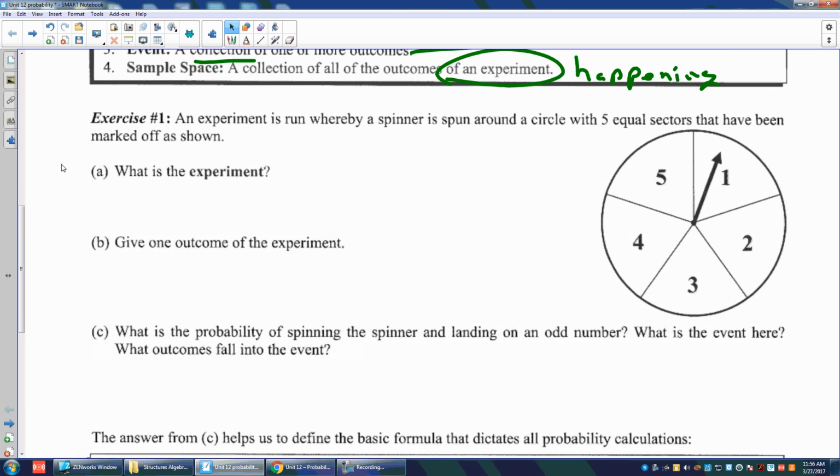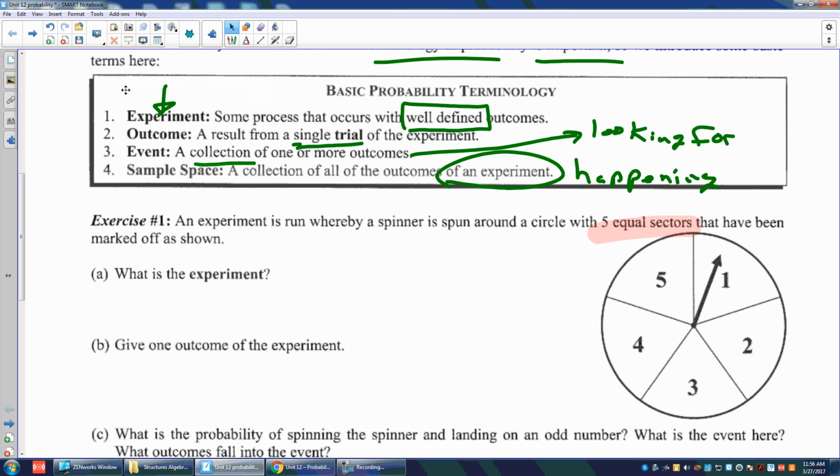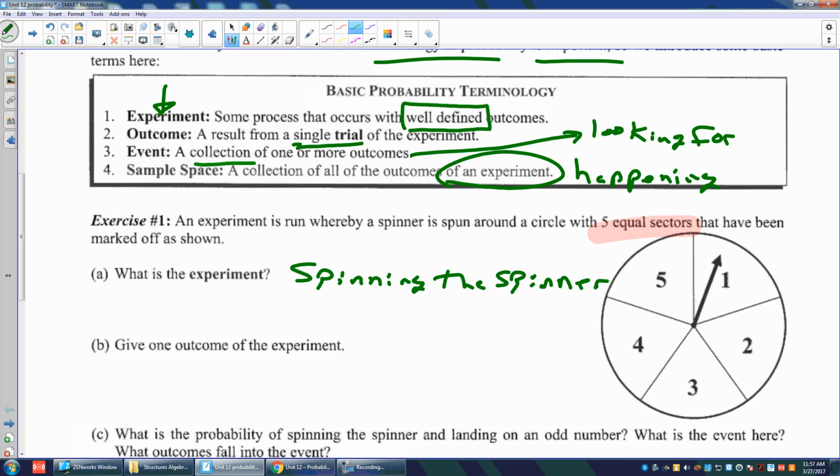An experiment is run whereby a spinner is spun around a circle with five equal sectors. Very important to understand that there are five equal sectors that have been marked off as shown. What is the experiment? Let's go back to our vocabulary. Experiment: some process that occurs with well-defined outcomes. What's the process? Spinning the spinner. Give one or more outcomes of the experiment. A four. I don't know, I just randomly picked four.